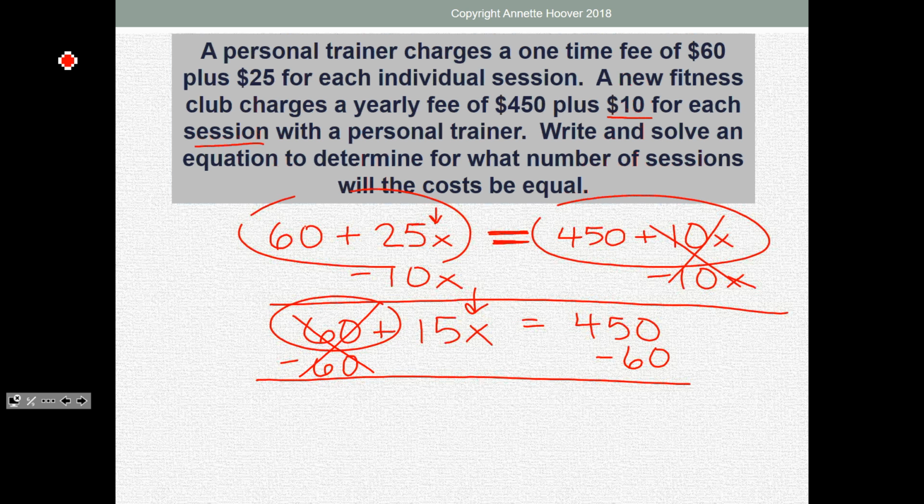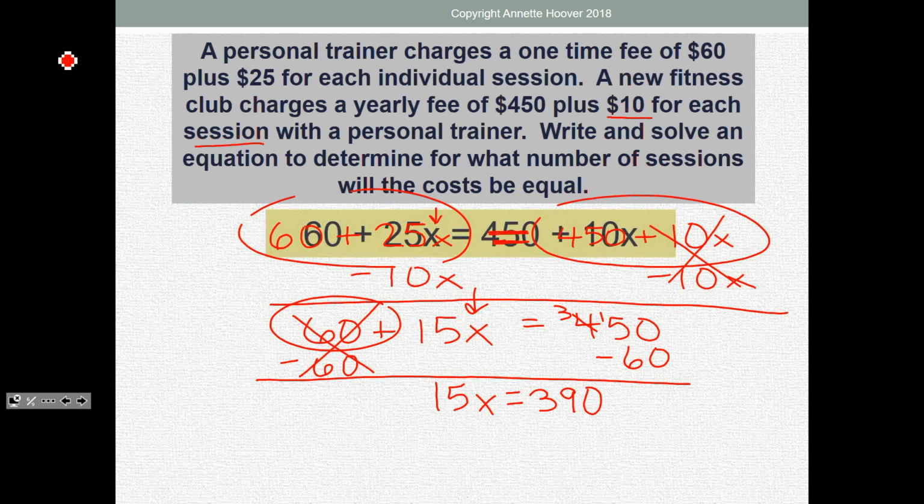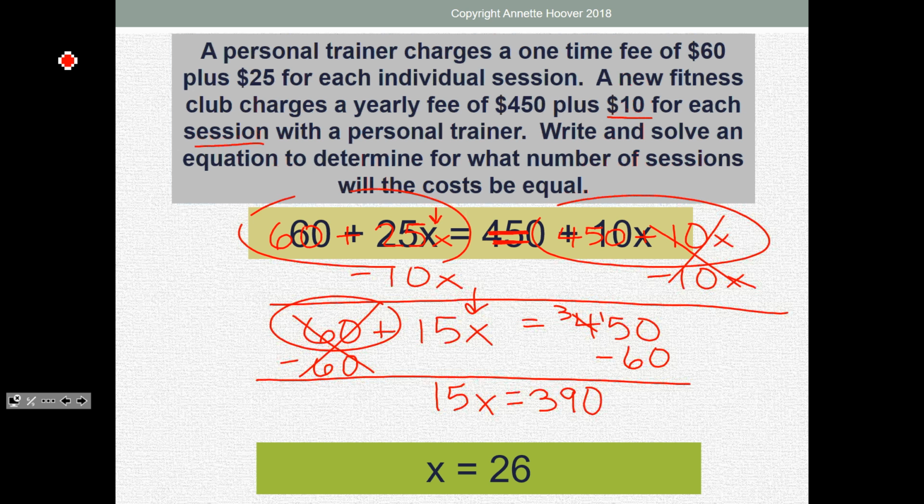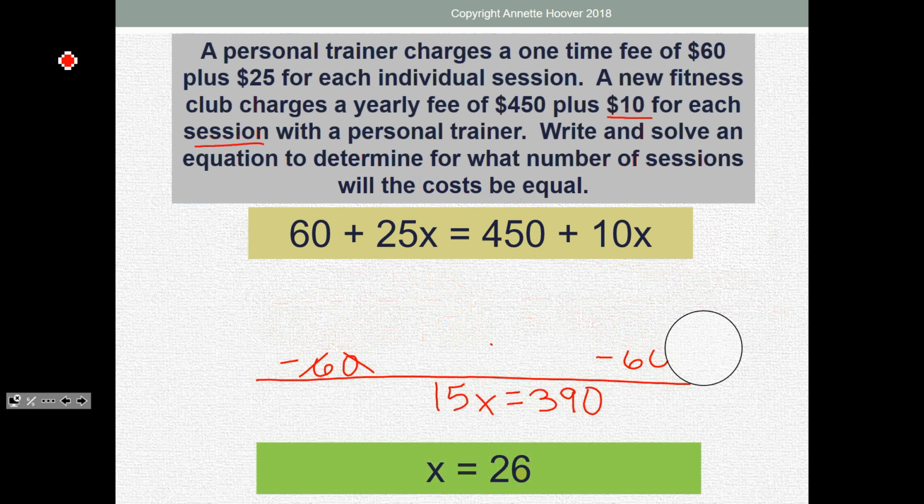These cancel out. We have 15x, and now we're going to subtract. And if you do your regrouping, that would be 390. Now when you divide that by 15, you're going to get 26. So it would take 26 sessions in order for the cost of the two fitness places to be the same.